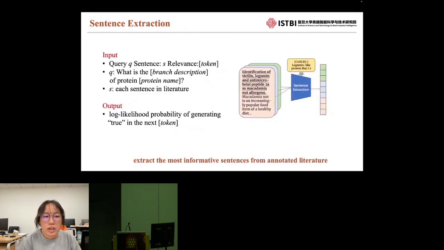Then let me introduce the details of each component. First, sentence extraction. We use a sequence-to-sequence model. The input is natural language, that is a query and a sentence, and it generates the relevance. The query could be, what is the branch description of protein? The branch can be replaced by MF, BP, or CC, and the sentence could be each sentence in the literature. The output is the log-likelihood probability of generating true as the next token.